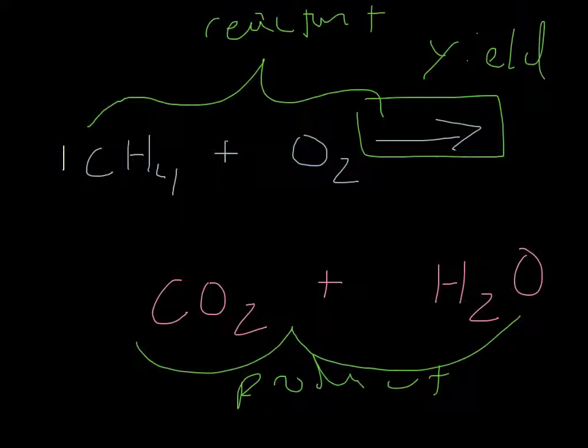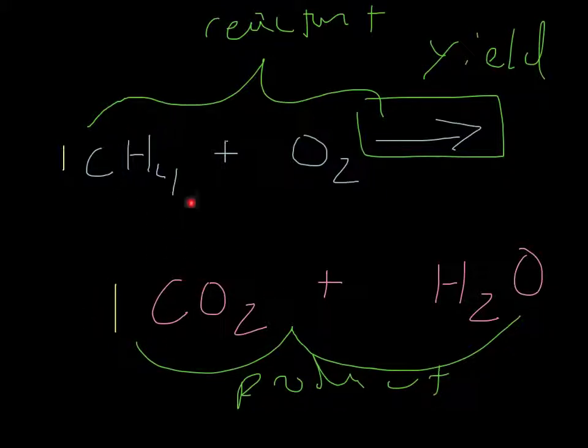So 1 molecule of methane. We don't know how much oxygen yet, so we're going to leave that. Now we're going to go over here. 1 carbon on the reactant side. So if we have 1 carbon on the reactant side, it means we need another carbon over here. So there's going to be 1 carbon. Now, if we have 1 carbon in our CO2, that means we have at least 2 oxygen.